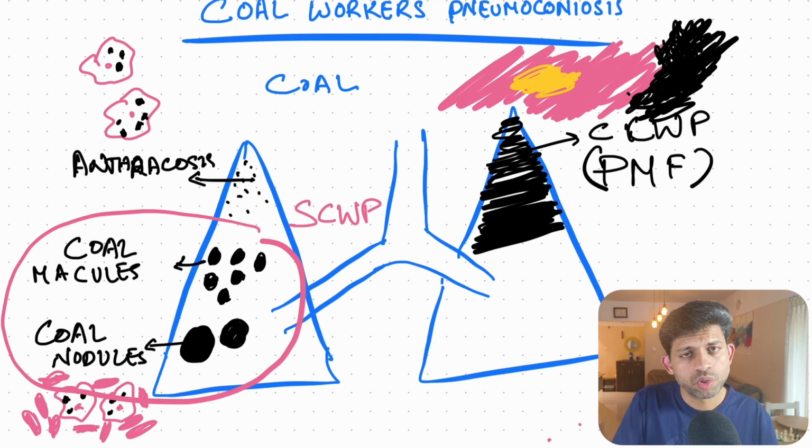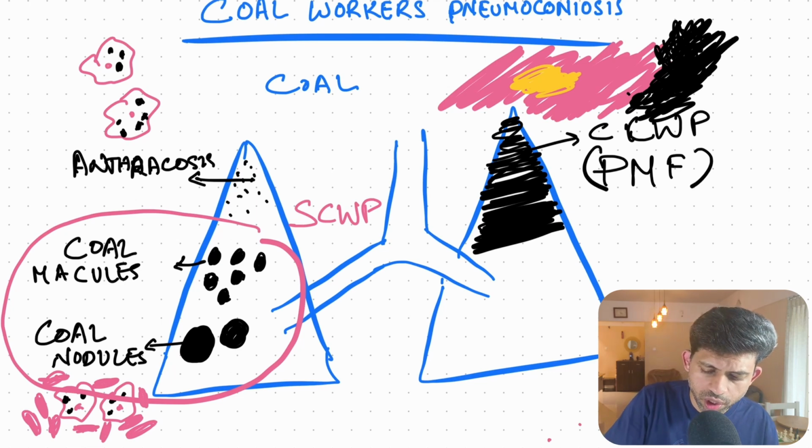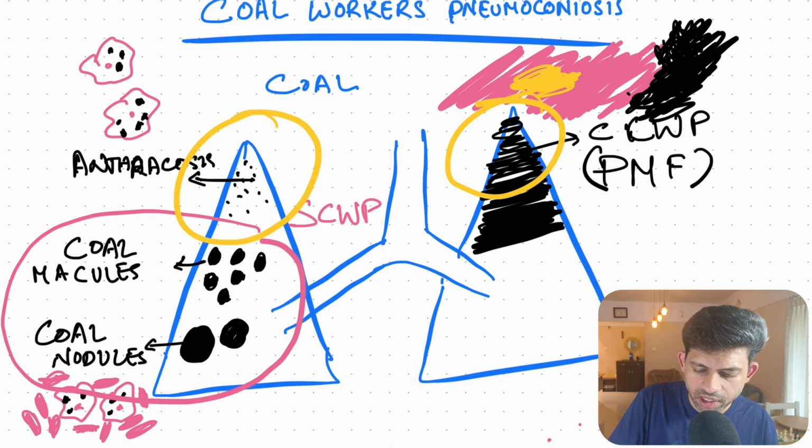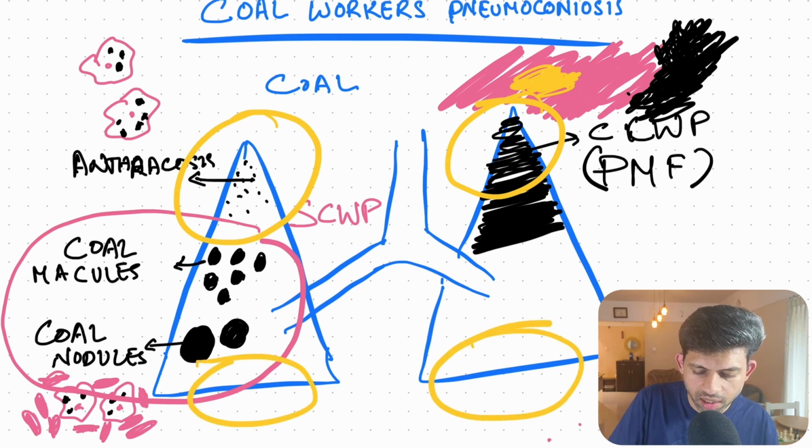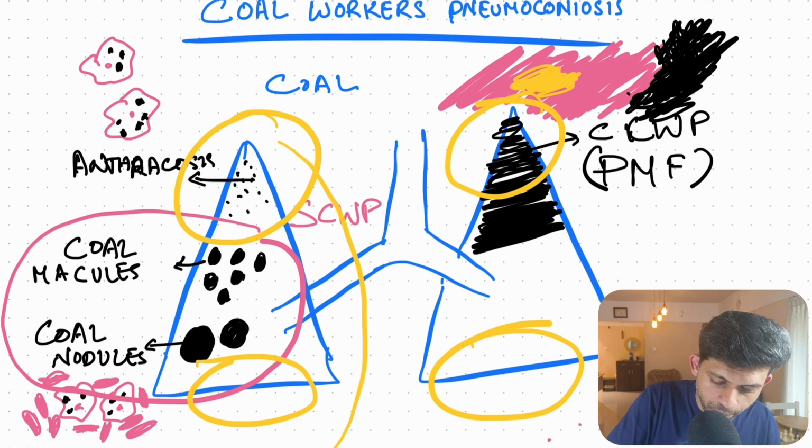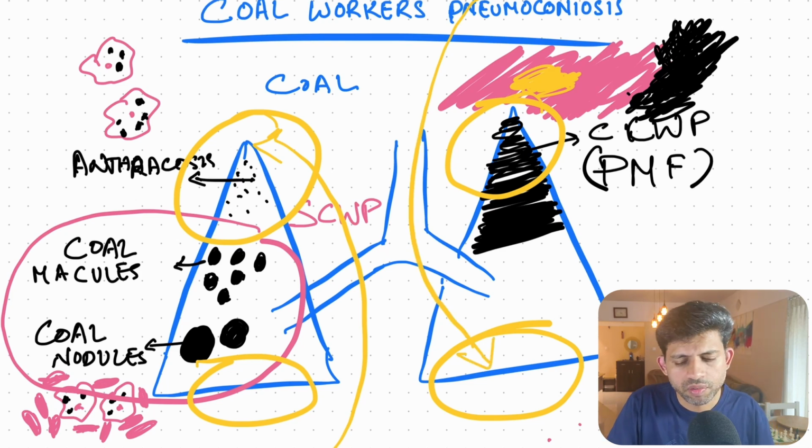Coal workers pneumoconiosis and silicosis usually affect the upper part of the lung, while asbestosis affects the lower part of the lung. So, things which come from the ground affect the upper part, while asbestos which comes from the top affects the lower part of the lung. Can help with memorizing this.